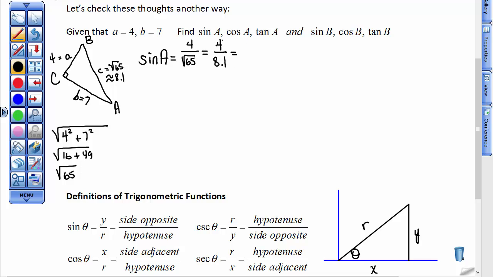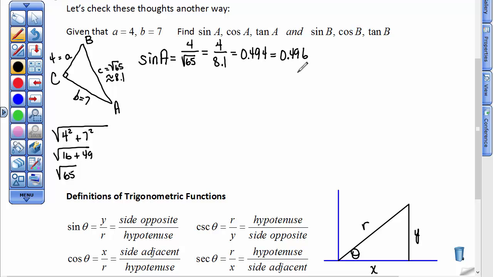And finally, you could take 4 divided by 8.1, and I hope I have that somewhere in my notes. When you do 4 divided by 8.1, and as a decimal number, you get 0.494. If you did it as 4 divided by the square root of 65, you get 0.496. So a difference in the thousandths place.